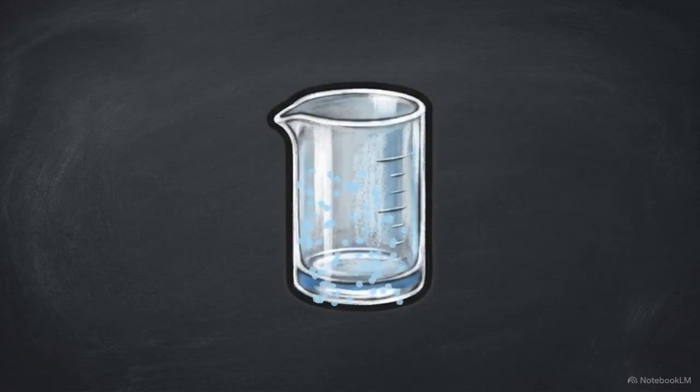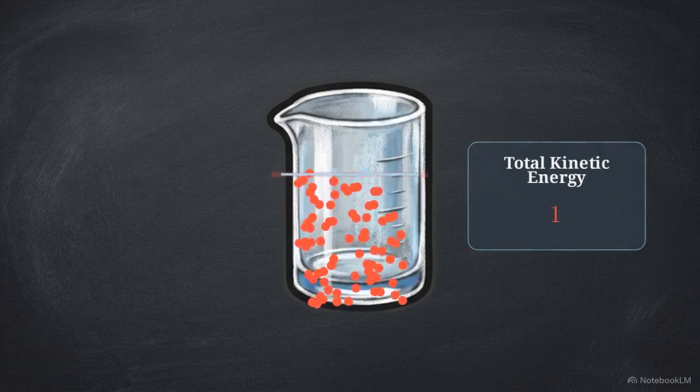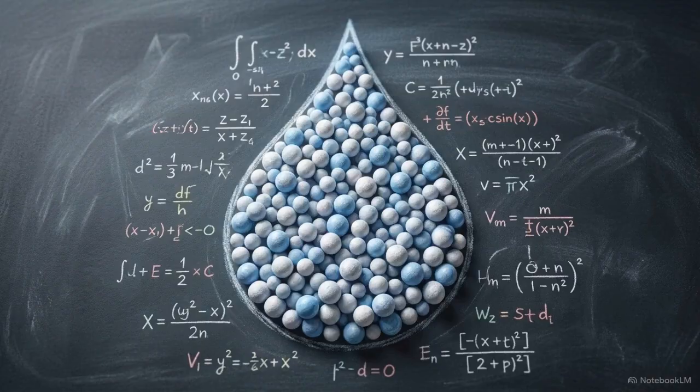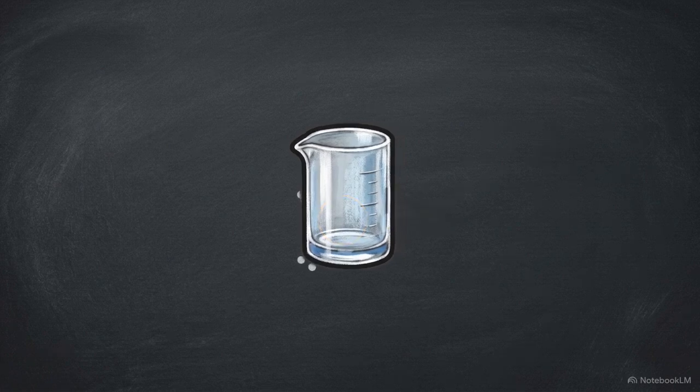Thermal energy is the total kinetic energy of all the randomly moving molecules within a given system. If you add up the movement of every single atom, you get the thermal energy. Temperature is a different measurement. It measures the average kinetic energy of those molecules. It tells us exactly how hot or cold a body is, regardless of its total size.